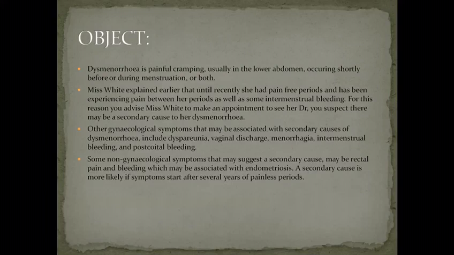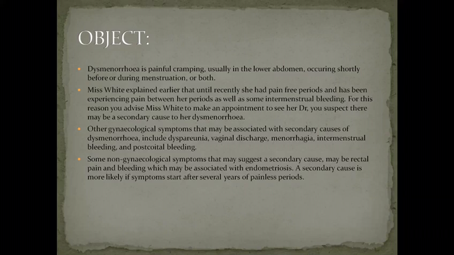Dysmenorrhea is painful cramping, usually in the lower abdomen, occurring shortly before or during menstruation or both. Miss White explained earlier that until recently she had pain-free periods and has been experiencing pain between her periods as well as some intermenstrual bleeding. For this reason, you advise Miss White to make an appointment to see her doctor. You suspect there may be a secondary cause to her dysmenorrhea.